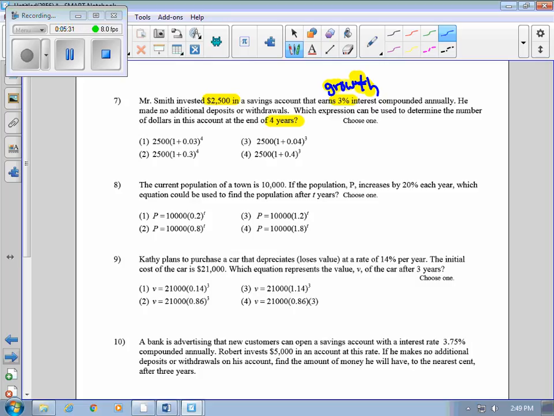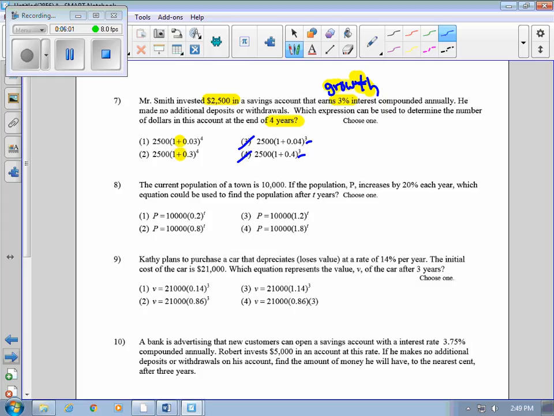So choices 3 and 4 have the 3 here, I don't want those. We want to know at the end of 4 years. So it left us with choices 1 and 2. $2,500 times 1 plus 0.03. It does say growth, and I see growth there with the plus. So those are still good. Now we have to look: 0.03, which is 3% interest, or 0.3, which is 30% interest.